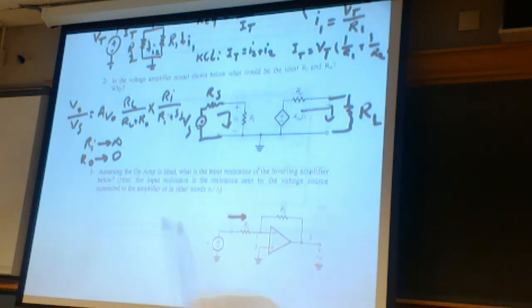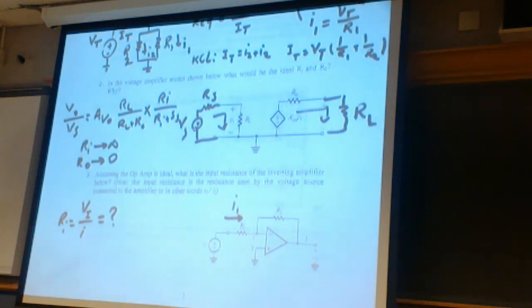The input resistance is the resistance seen by the voltage source connected to the amplifier, or in other words, VI over II. That's it. So that's how you do it. VI over II is your input resistance, and that's what I'm looking for. So what do you do? You write the KCL and Ohm's law. There is no option. There's no thinking. There's only one answer to all of these questions: it's KCL and Ohm's law. Just write it down, and then you get 80%.